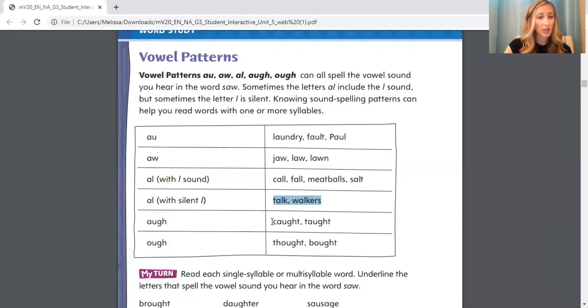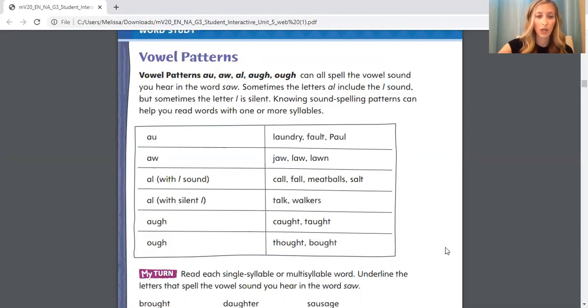Then we have words with A-U-G-H making the ah sound. Notice they both end in T. Caught and taught. And then we have a similar vowel pattern, O-U-G-H. Both of these words also end in T, thought and bought.